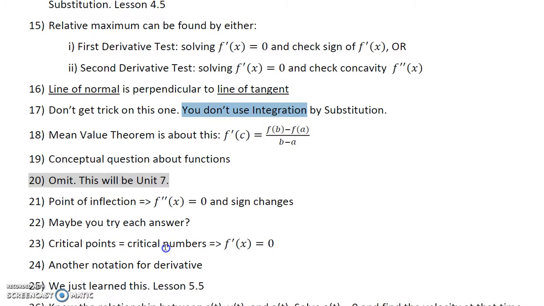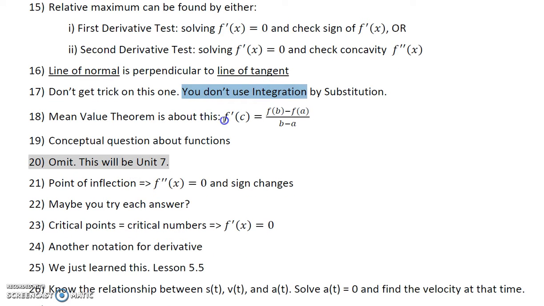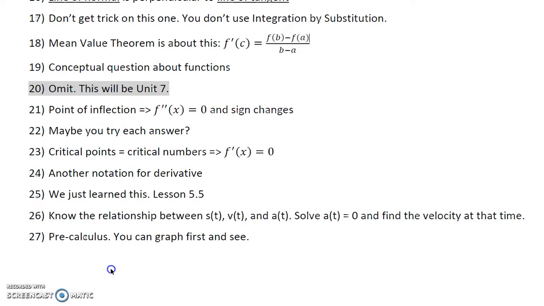Question 18, whenever it says mean value theorem, remember this formula. Okay, it's not on the formula sheet anyway, so you just memorize it. Mean value theorem, memorize this. 19 is a conceptual question about function. 20, you omit it, we'll do it in unit 7.